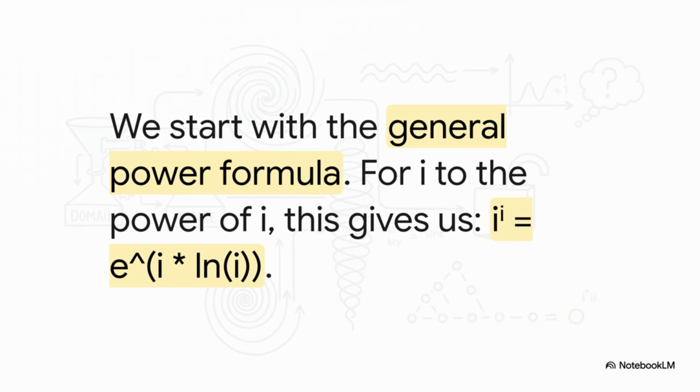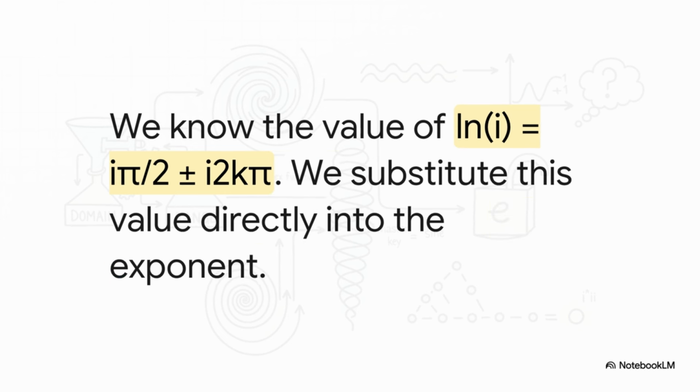i to the i is equal to e to the power of i times the natural log of i. Okay, next up we've got to deal with that natural log of i that's up in the exponent. Now, as we just learned, the complex logarithm has a ton of answers. But for now, let's just focus on the main one, the one mathematicians call the principal value, which happens to be i times π/2. So we're going to take that value and just substitute it right back into our exponent.